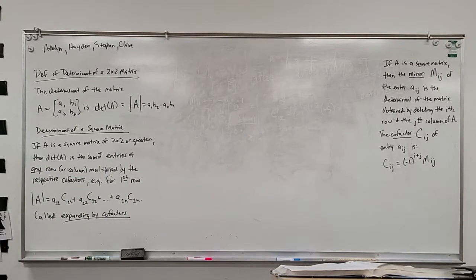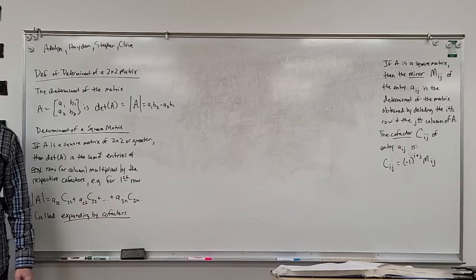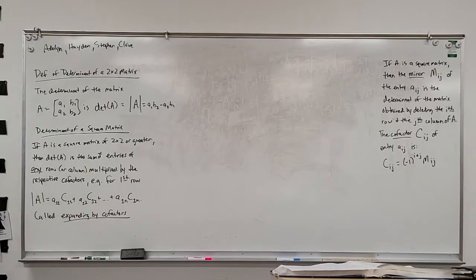So if we think about it, which row or column are we going to pick in our matrix? What makes the most sense? If we're multiplying C by whatever the entry is in that slot in the row or the column, it's going to make the most sense to pick a row or a column that has the most zeros in it. Because all these terms that are multiplied by a 0 are just going to go away, right?